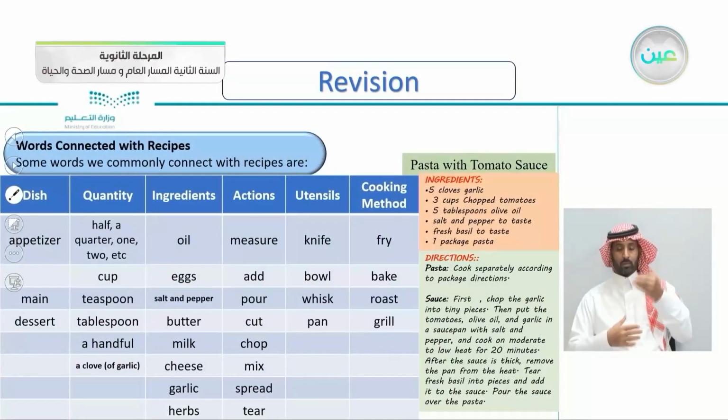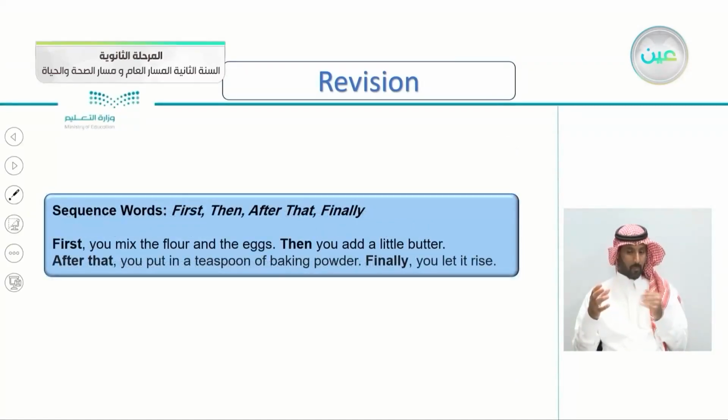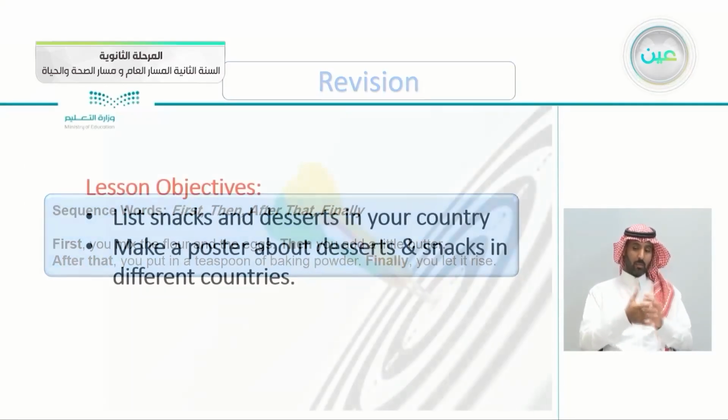And we learned some words connected with recipes, relating to the dish, the quantity, half or a quarter, the ingredients here, the actions, the utensils, and the cooking methods, whether you fry, you bake, you roast, you grill, and so on. Then we took the expressions of quantity, few and many with count nouns, little and much with non-count nouns. Then we took the sequence words first, then, after that, finally, and so on.